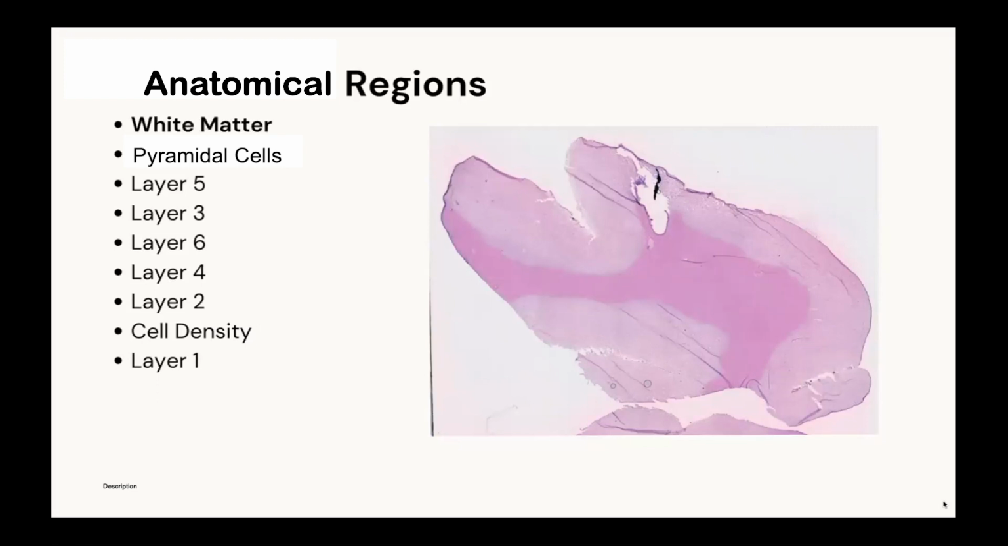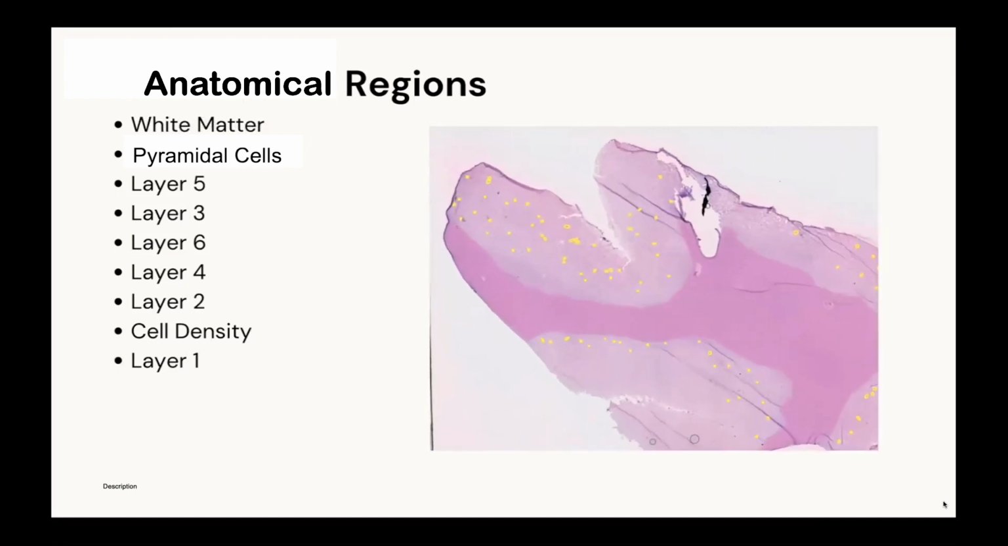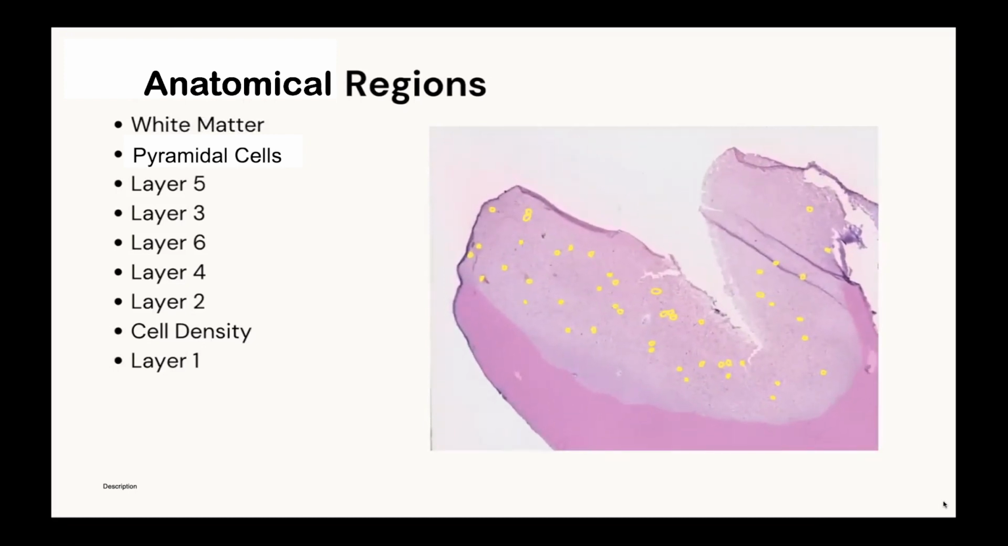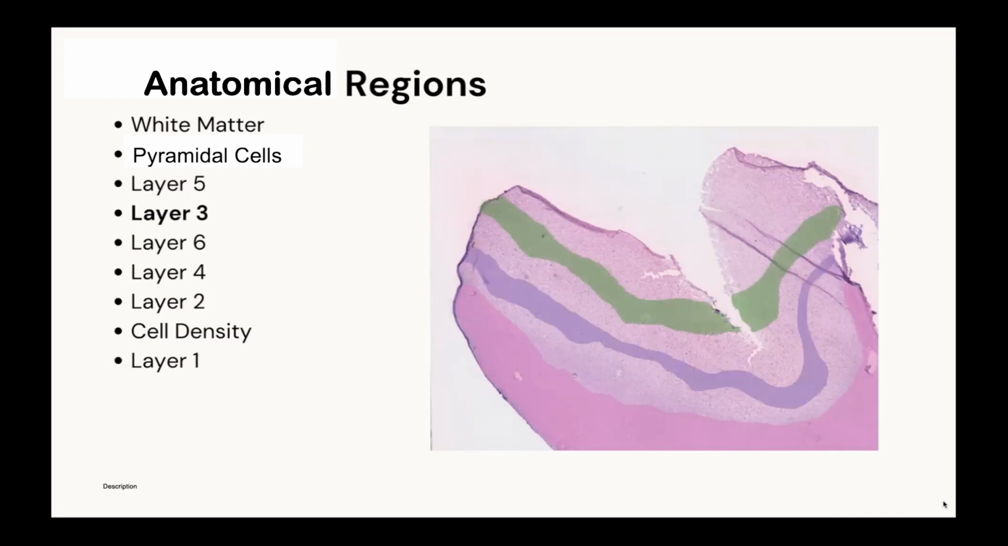Based on the annotation procedure, the white matter will first be highlighted in pink. Then surrounding the white matter, the pyramidal cells are identified and circled in yellow. Depending on where the smaller and larger pyramidal cells lie, layer 5 will be along the trajectory of the larger pyramidal cells, and layer 3 will be along the trajectory of the smaller pyramidal cells.